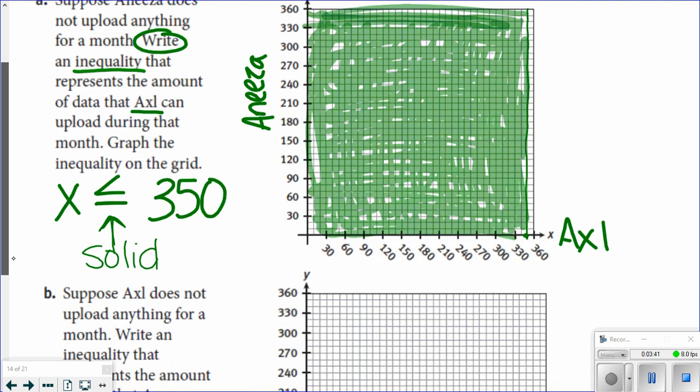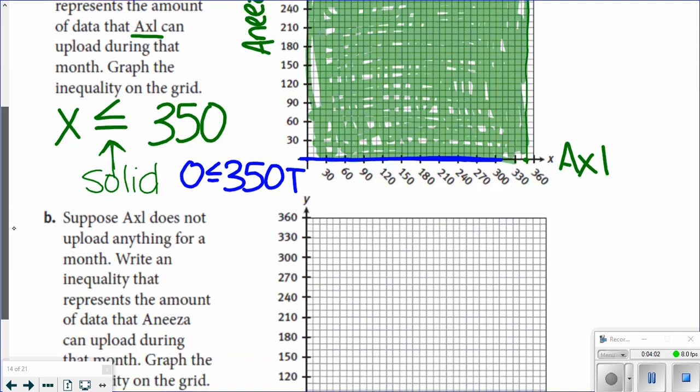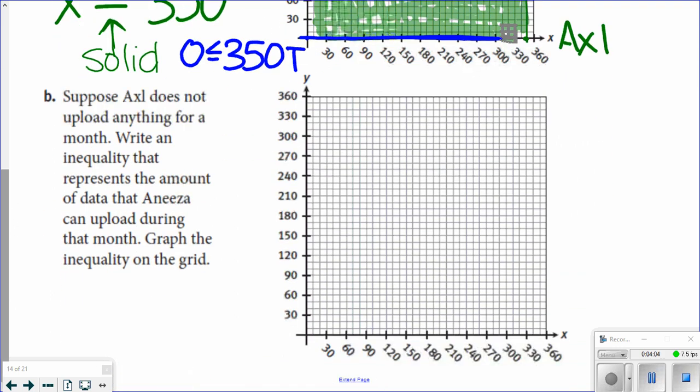So if you wanted to choose a test point to plug in, you could choose 0. Is 0 less than or equal to 350? Yes, that's a true statement. So I shaded towards 0. Or ask yourself, which X values on your X-axis here are less than 350? Whatever way you want to think about it.